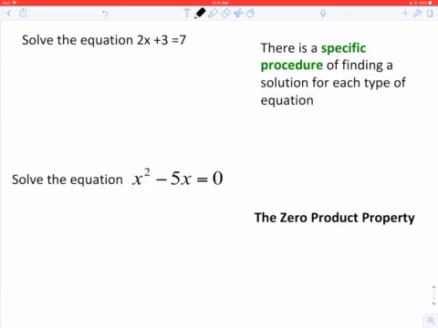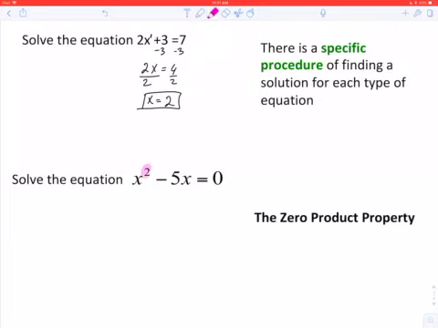So now let's look at the equation 2x plus 3 equals 7. This is a linear equation because x has exponent 1. The way we solve this linear equation is by isolating x. So we will subtract the 3 on both sides and divide by 2 on both sides.